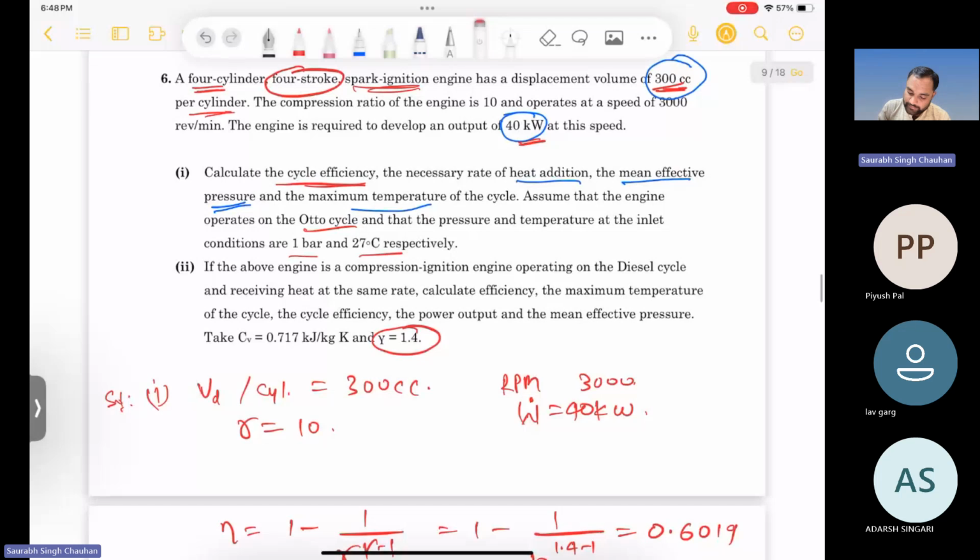Okay, so we have got mean effective pressure as well. Now we have to find the maximum temperature. So at what point will the temperature be highest?